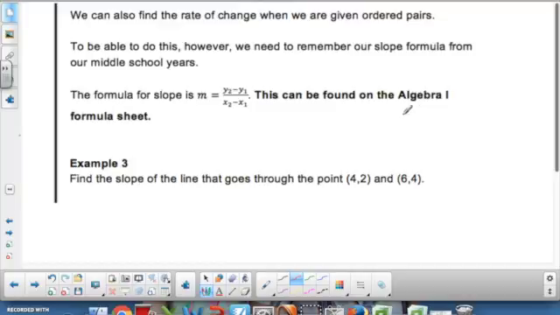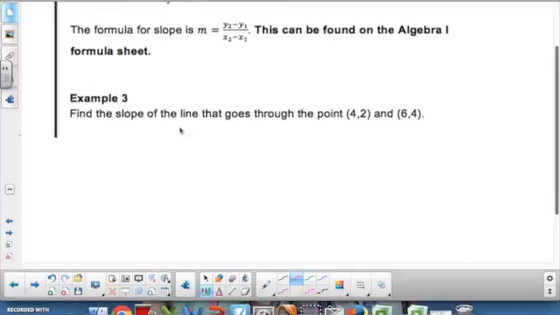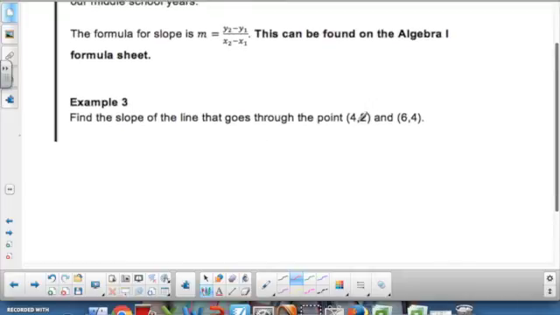But this can be found, the formula is slope, which we use m to represent slope, both in our slope-intercept form and in this formula, is the change in y, so y2 minus y1, over the change in x, so x2 minus x1. So here's how this gets used. You'll be given two ordered pairs. We have a line that's going through the ordered pair 4, 2 and 6, 4.